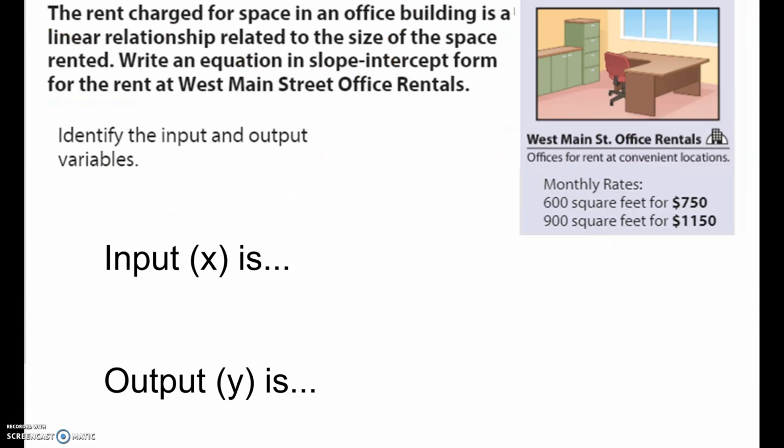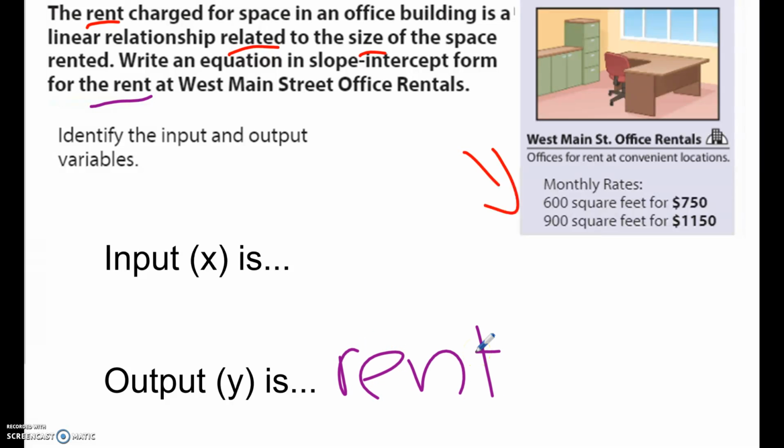All right. The rent charged for space in an office building is a linear relationship related to the size of the space. So we have rent related to the size. Write an equation in slope-intercept form for the rent at these office rentals. So let's start. Let's take a look over here. Let's start with our output. What are we trying to get? Well, we're trying to get the rent. And what are we putting in to get the rent? Rent related to size. So our square feet is going to be my input.